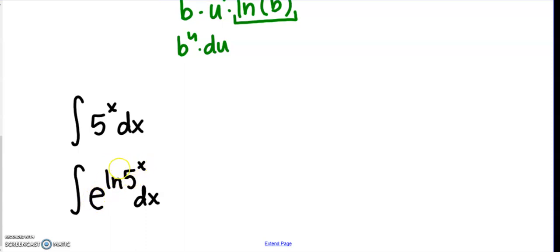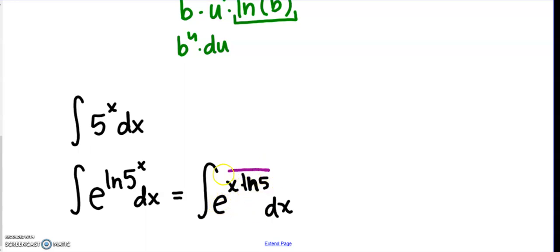So if you're like, well, Ms. Schwartz, why would you do that? I can swing the x down in front: x times the natural log of 5 dx. Oh, whoa. Now, I don't have this exponent thing, I just have an e, and I know how to work with e.